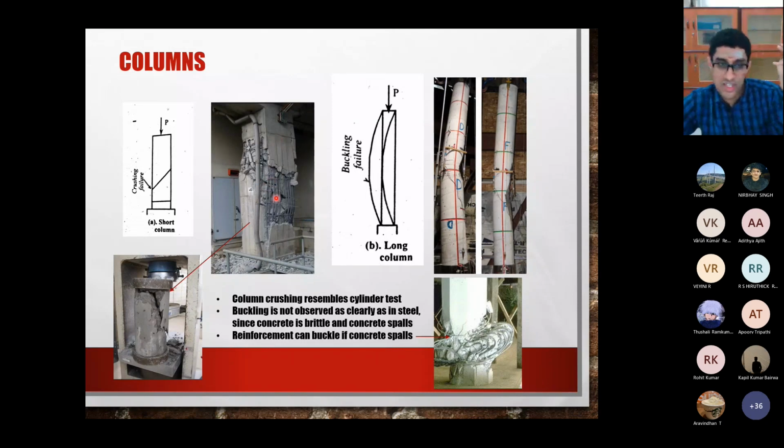So we see that this also has crushed. Okay, this column has crushed. The concrete has spilled out. You can see the reinforcement cage inside. Okay, so this is known as a crushing failure. Any short column will fail by crushing.